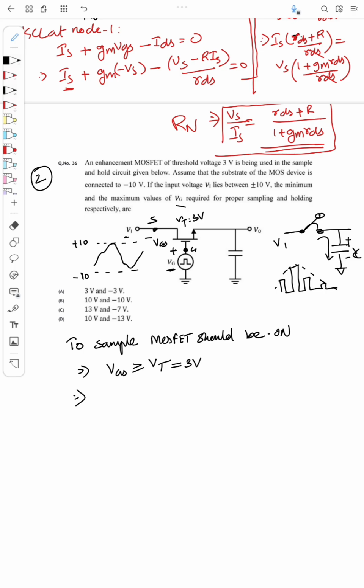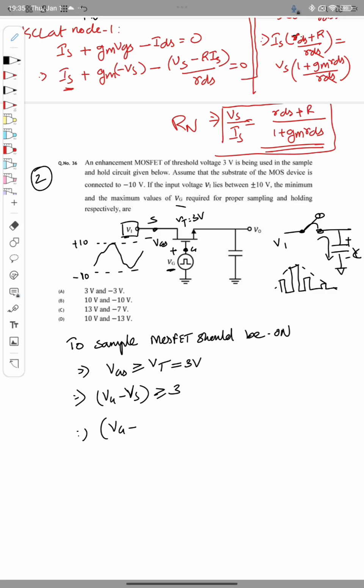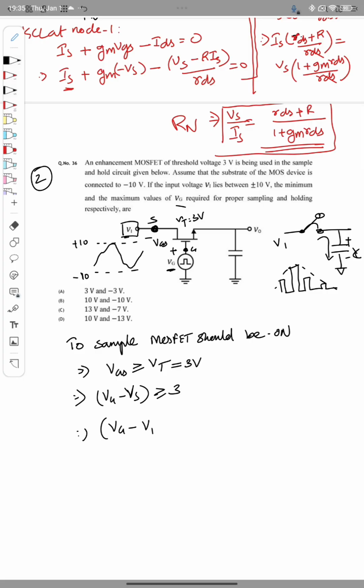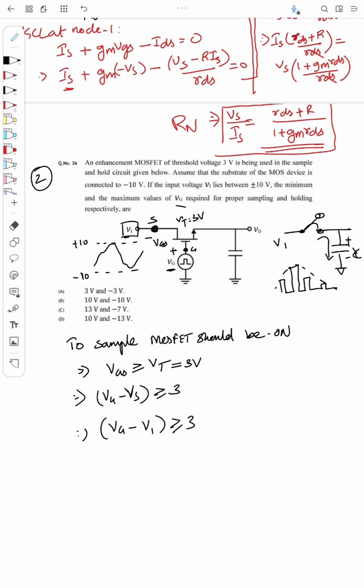Okay, so what is VGS? Vg minus Vs is VGS, and that should be greater than 3, right? So from the circuit, Vg is given as Vg itself, while Vs is the voltage V1, right? This node's voltage is V1, so I can write Vs as V1, so that should be greater than 3.